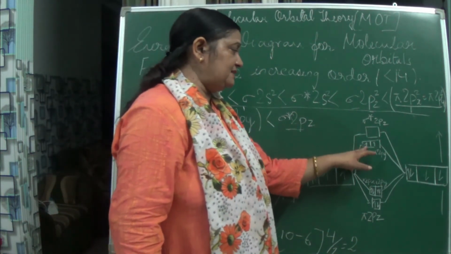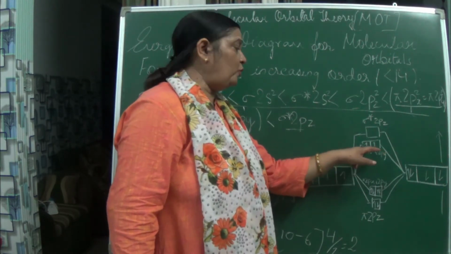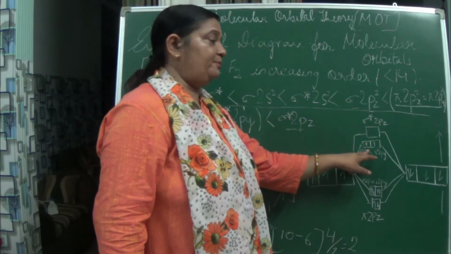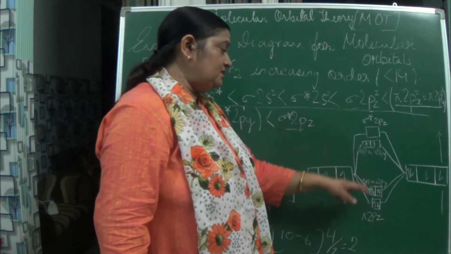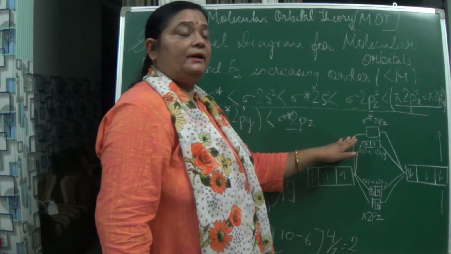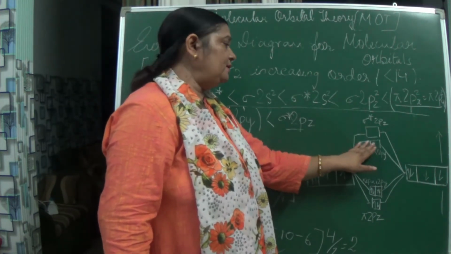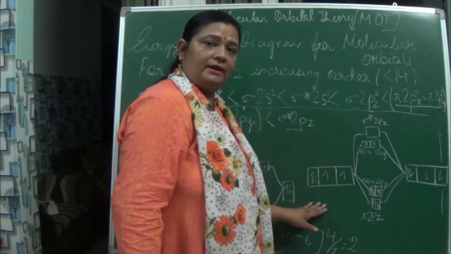Here you can see, I had said, if they have got unpaired electrons, they show the property of paramagnetism. So this O2 molecule is paramagnetic in nature because it has got unpaired electrons in it.